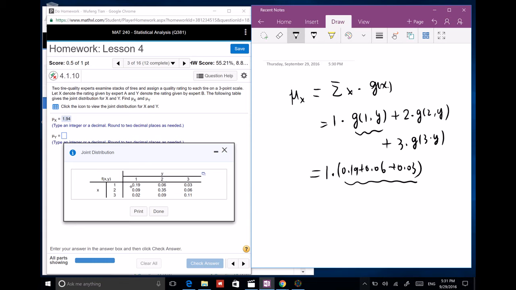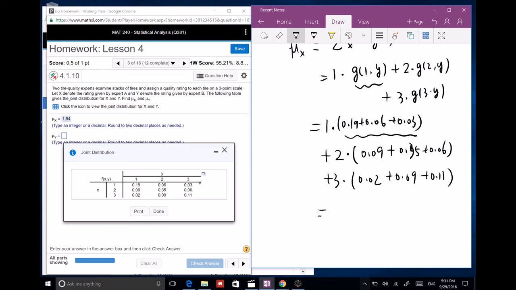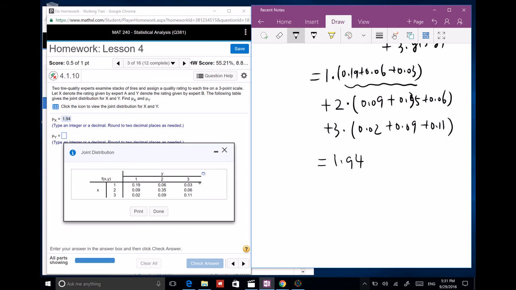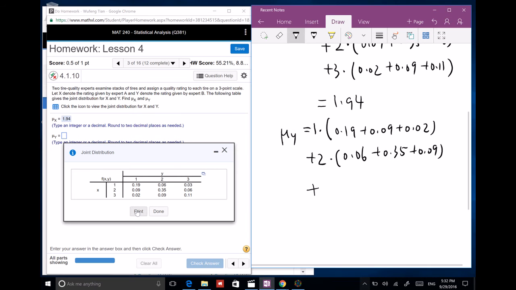When x equals 1, you add all of the first row, the probability of when x equals 1, the marginal function, plus 2 times, when x equals 2, the marginal function is 0.09, add the second row, 0.35 plus 0.06, plus 3 times 0.02 plus 0.09 plus 0.11. Okay, then you find the final answer is 1.94. If you find the mu y, it would be the same thing. So if you do mu y, it's going to be 1 times the marginal function of y. So the first column is 0.19 plus 0.09 plus 0.02, and plus 2 when y equals 2, the second column, it's 0.06 plus 0.35 plus 0.09, plus 3 times all the probability of y equals 3, the marginal function, the third column 0.03 plus 0.06 plus 0.11. That's the mu of y.